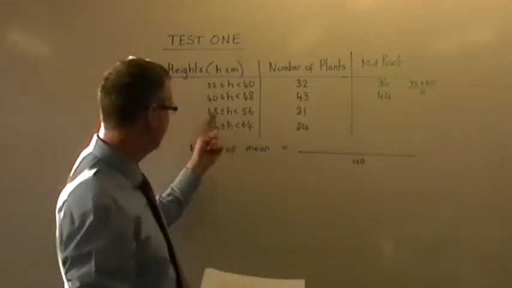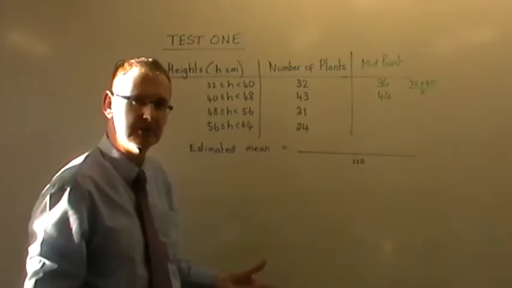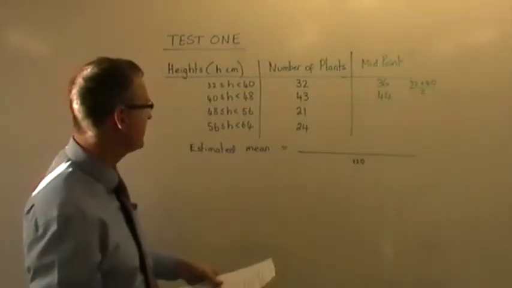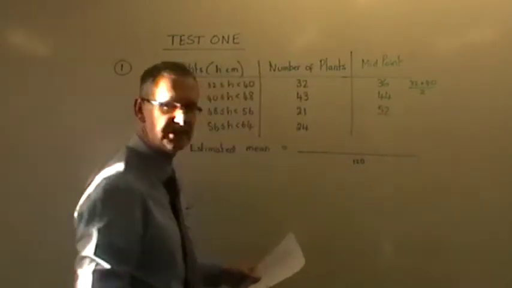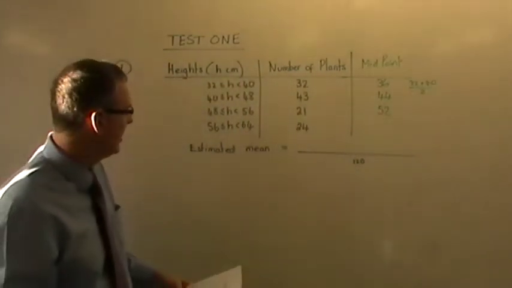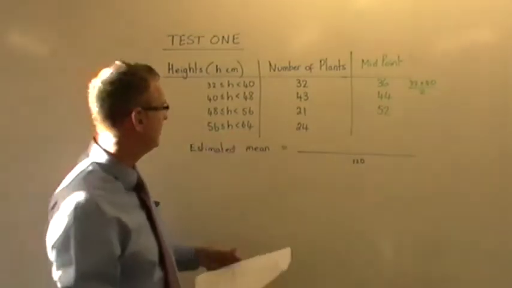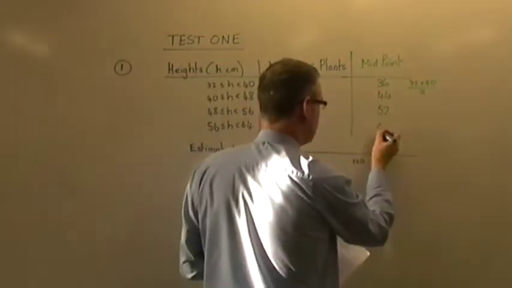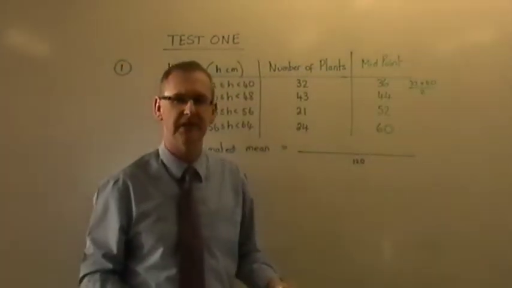You can either say 48 add 56 on the calculator and then divide the answer by 2, or if you can see straight away, you can put the answer down straight away. The answer is 52. And then the midpoint, 56 to 64, halfway between 56 and 64 is the number 60. So that's the first step, to work out the midpoint values.